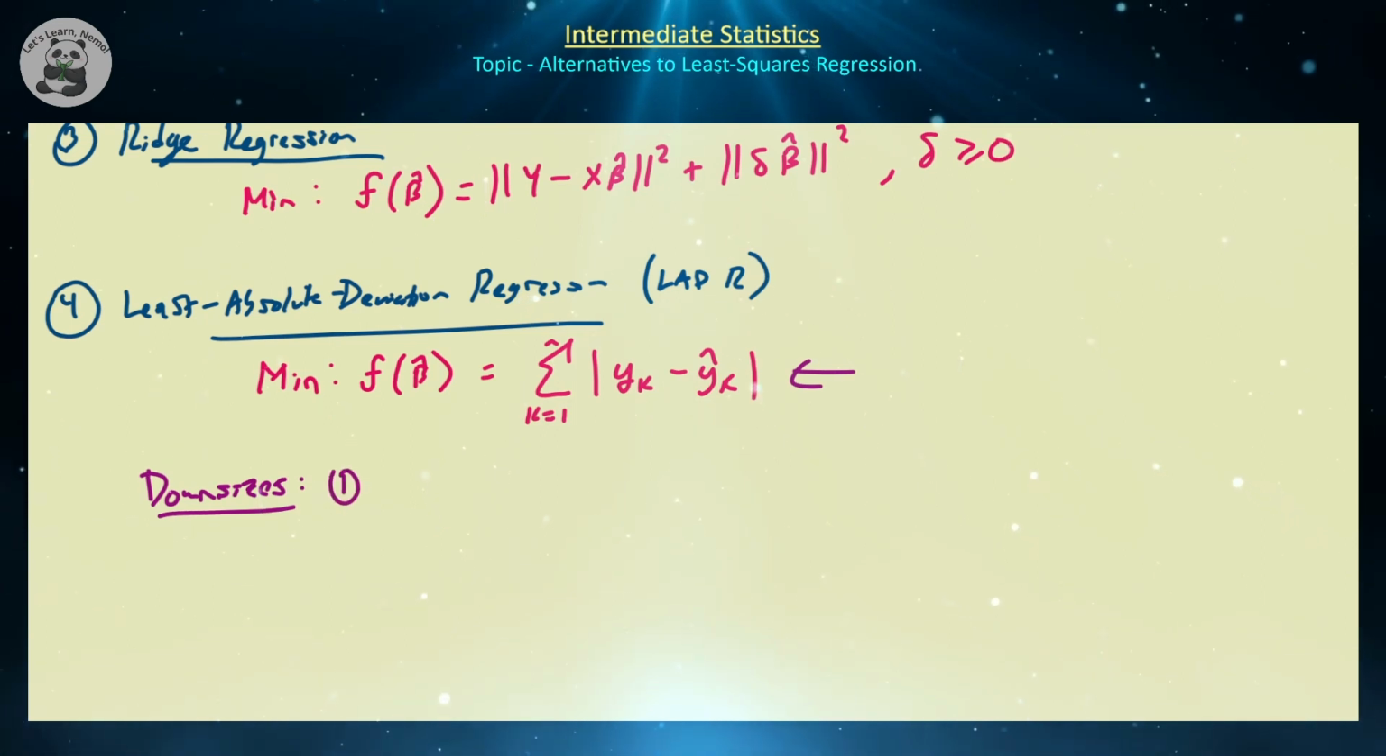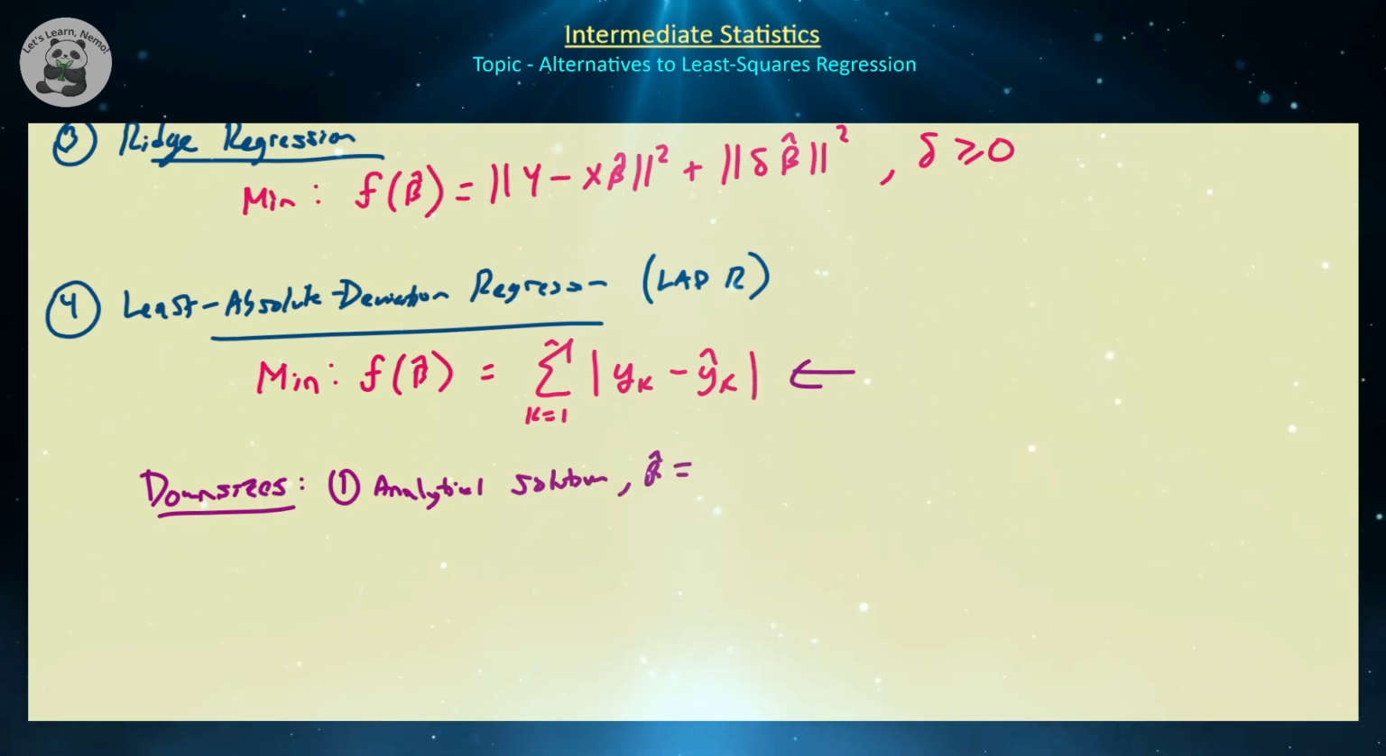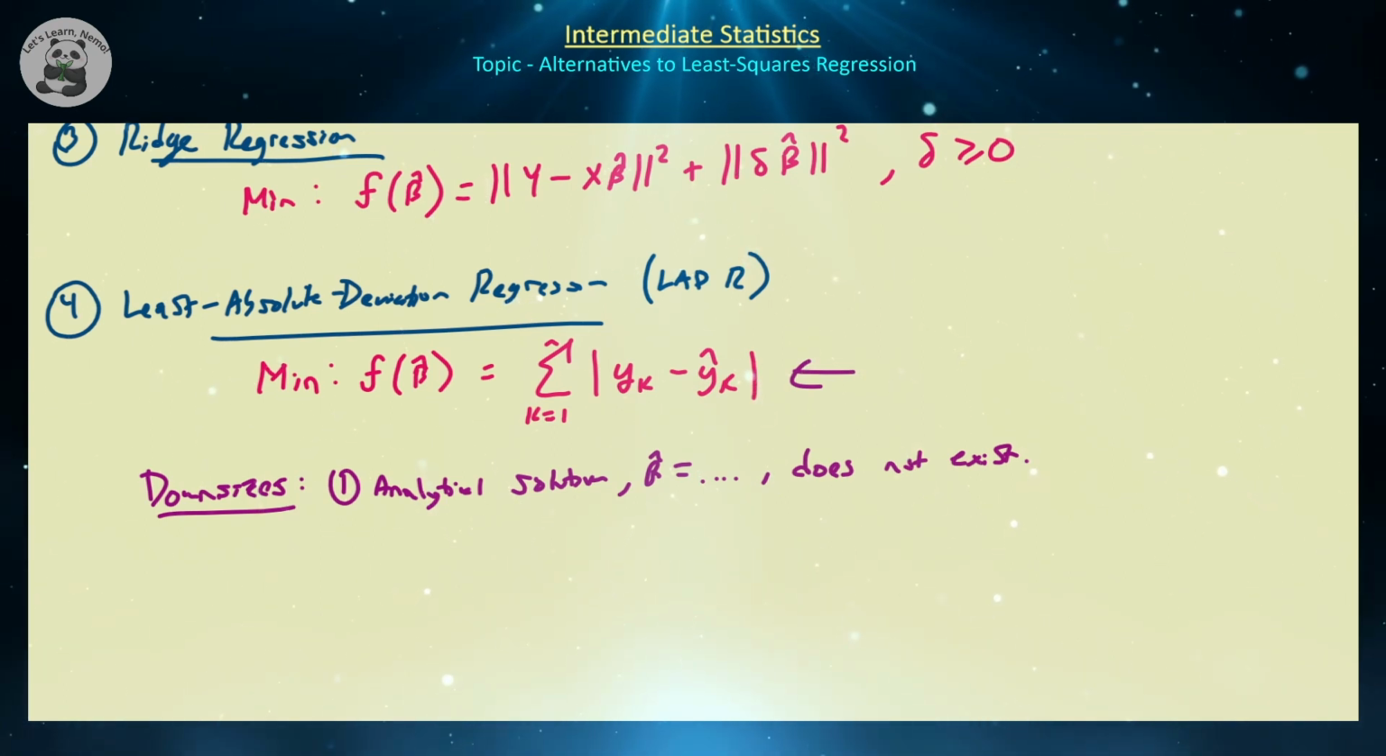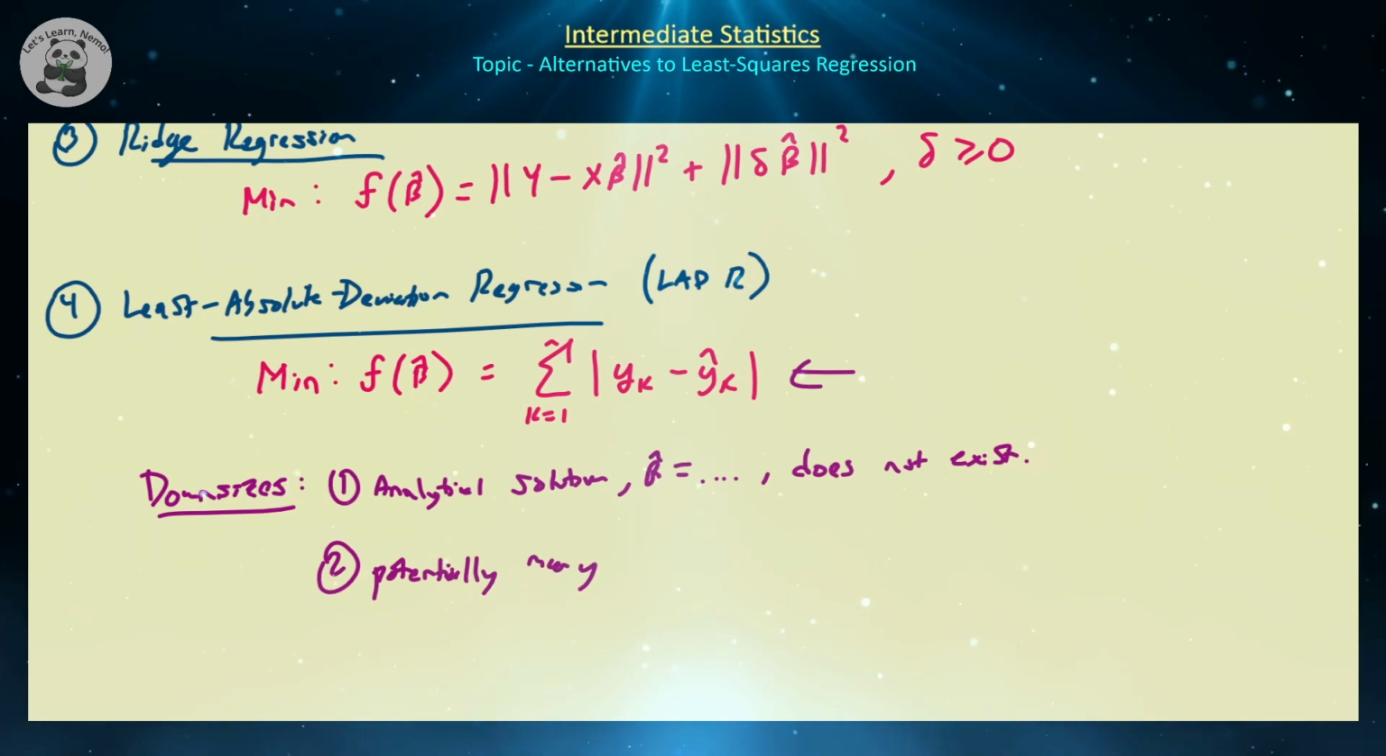Now, there are a couple downsides that I want to mention for this particular model. One is that the analytical solution for beta hat, i.e. beta hat is equal to something, doesn't exist. So there's no cute formula. So you have to use numerical methods in order to approximate the beta hat values for this particular minimization problem. And two, there are potentially many solutions for beta hat.